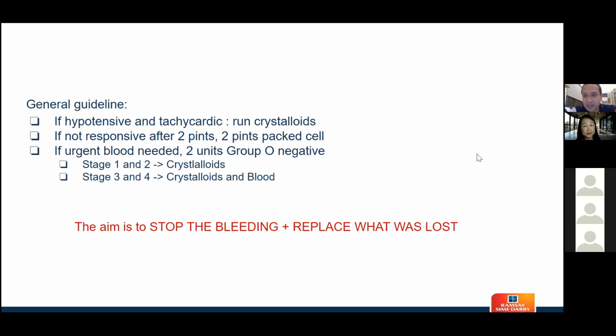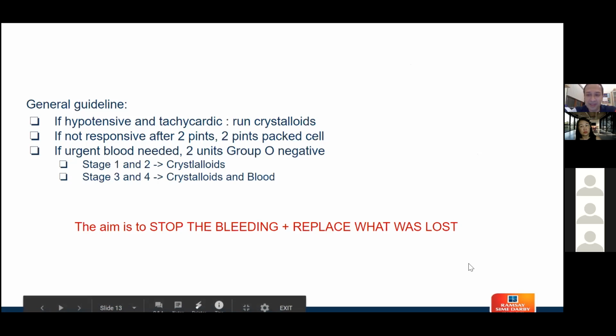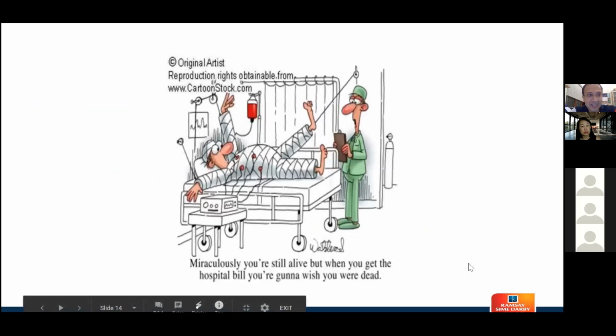But just remember that the aim is always to stop the bleeding whenever possible. If there's an external hemorrhage, if there's a fracture, splinting the fracture actually helps. And the second concept is actually replace whatever blood was lost. Okay. Yeah, so generally, if you're going to deal with the circulation part of the ABCD, this is just a guide in a way. Okay.